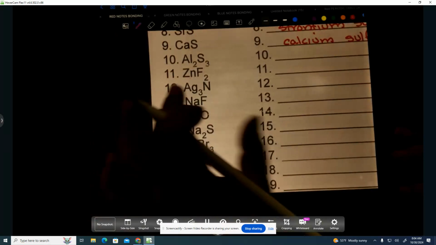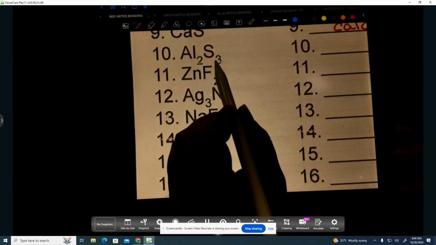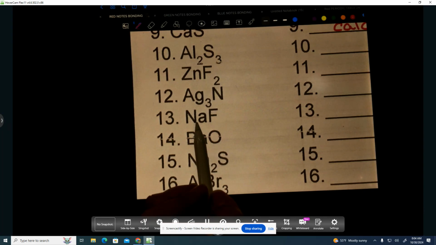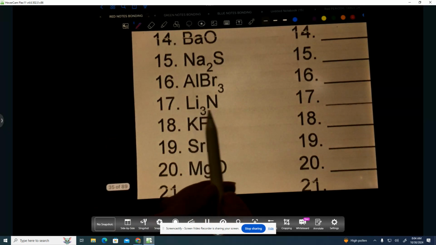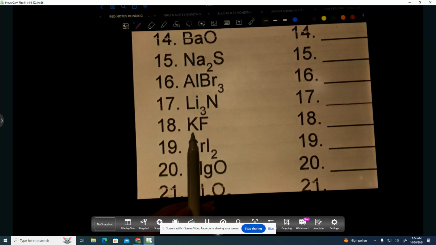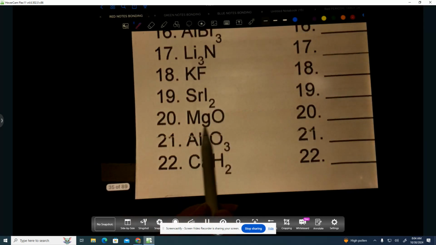I'm not going to write them all. Aluminum sulfide. Zinc fluoride. Silver nitride. Check your work. Sodium fluoride. Barium oxide. Sodium sulfide. Aluminum bromide. Lithium nitride. Potassium fluoride. Strontium iodide. Magnesium oxide. Aluminum oxide, and calcium hydride. Everybody got those?